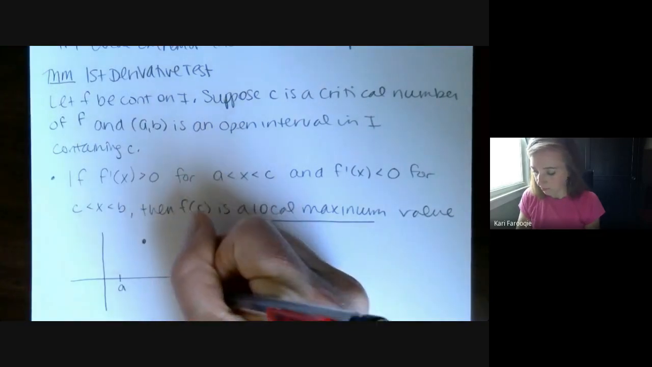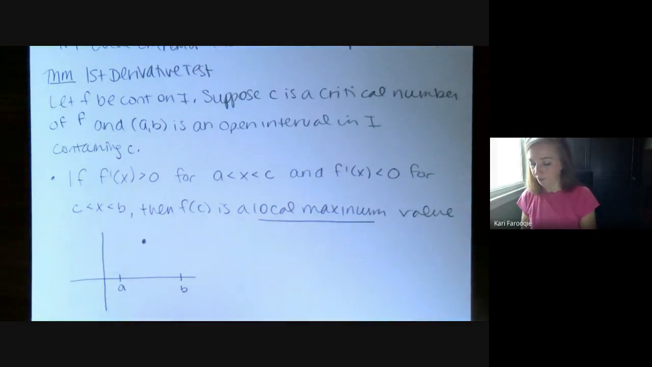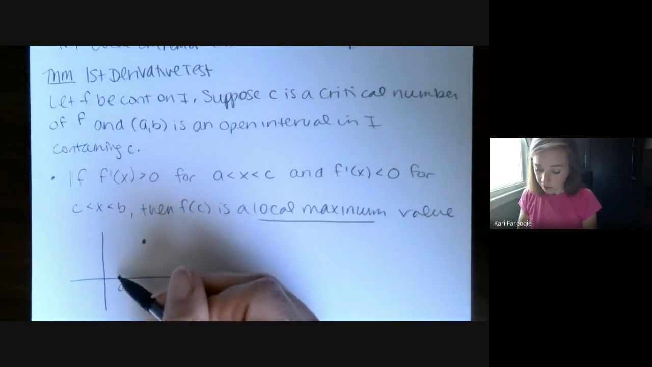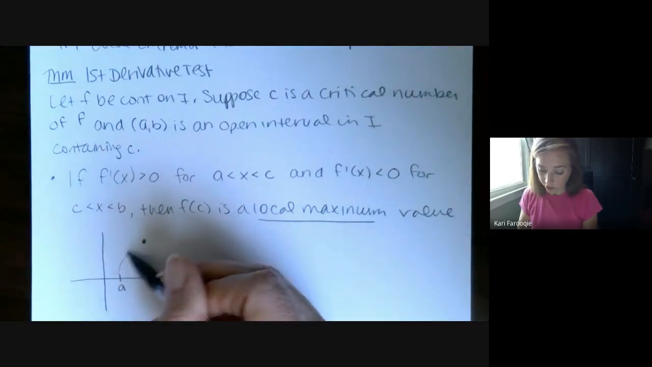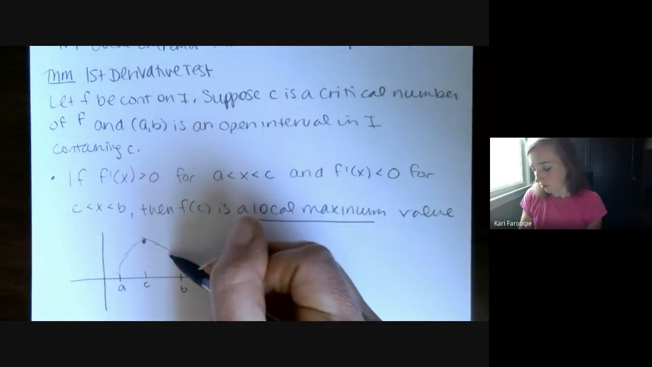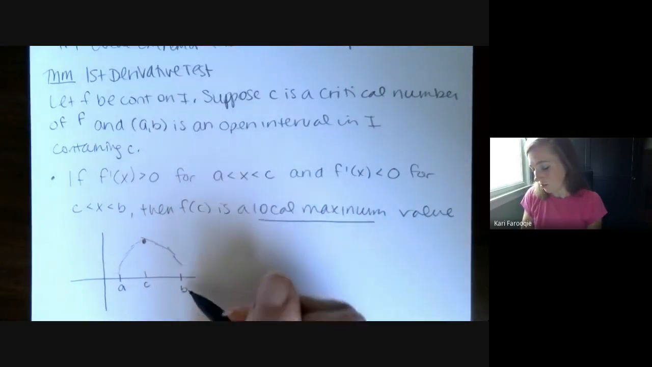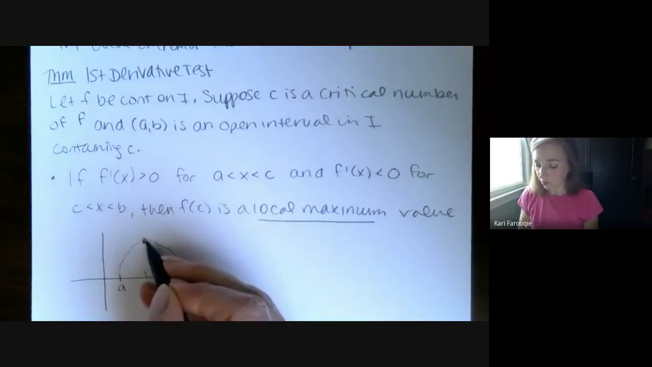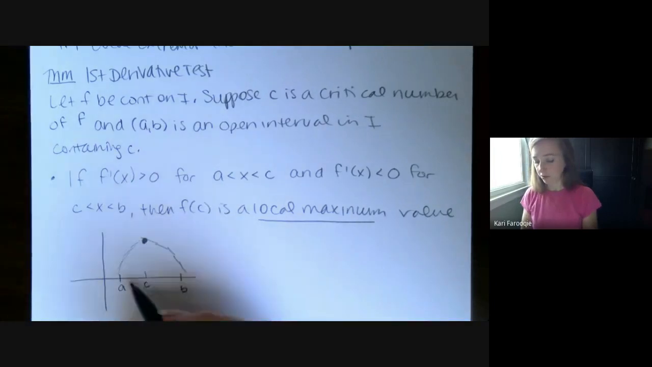A, B. So we're going to have positive derivatives from A to C. So who knows what they're doing? We just know that they're going up. And then negative derivatives from C to B. That means that your tangent lines are heading down. Well, the only way for that to happen is if you have a local max at C. So the max is at the top of the hill.